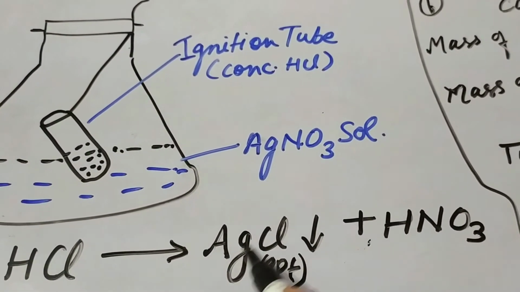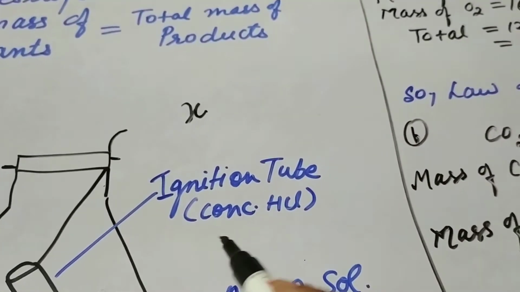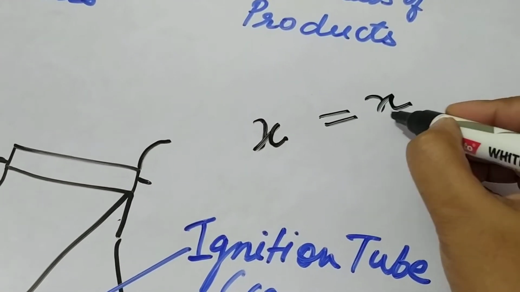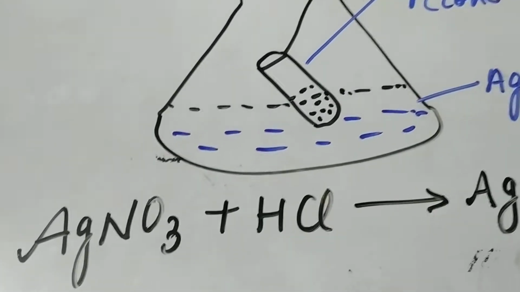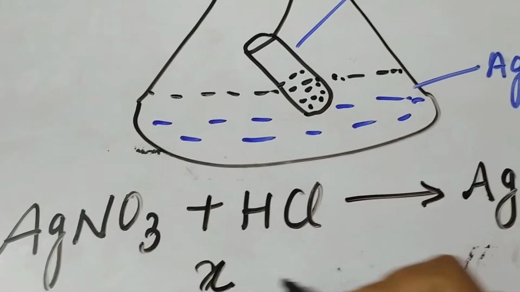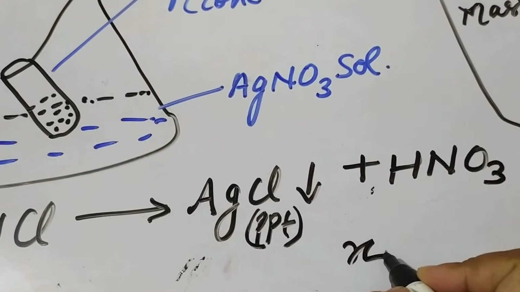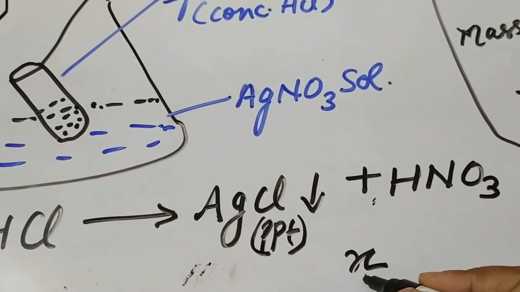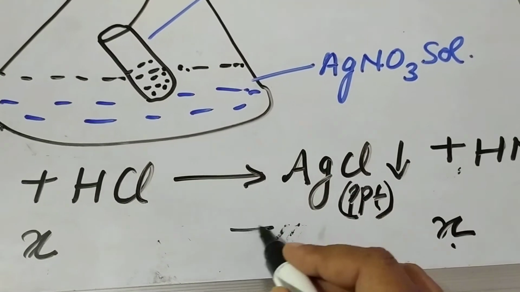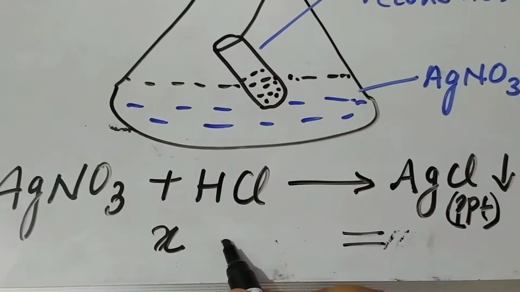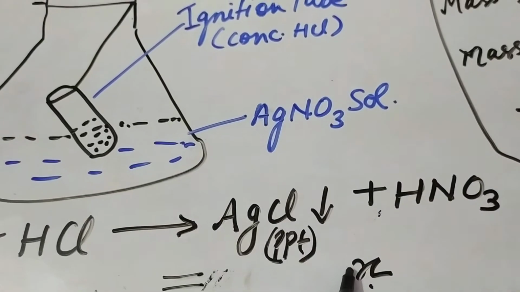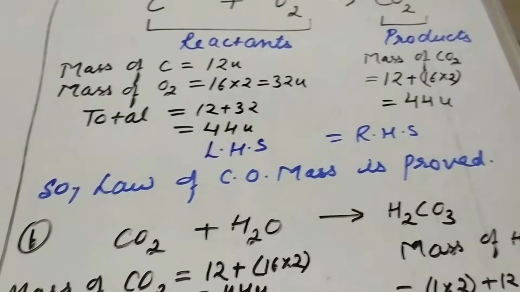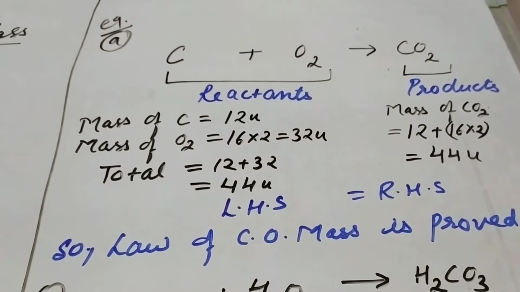Now after the reaction has been completed, we'll again weigh this apparatus. So again you will find that the weight of the products is X, that is the weight of the reactants. If it is X before, then after the reaction also, whenever you weigh the apparatus with the products, then again it will come X, or some value will come which is equal to the earlier one. So that is mass of reactants is equal to the mass of products. Now this we can prove with the help of chemical equations also by calculating the weight of reactants and products.